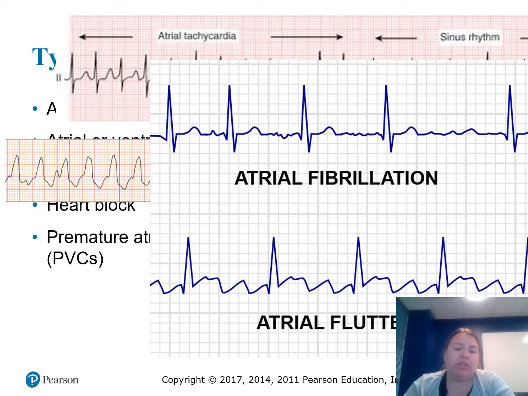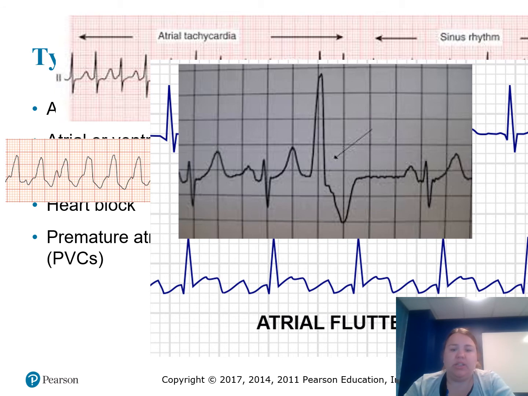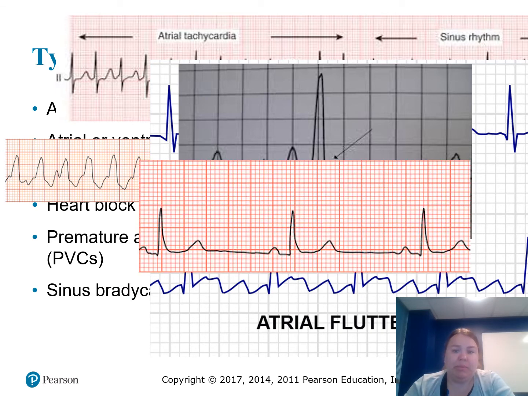Then we have the premature atrial and ventricular contractions, known as PVCs. You'll hear they have an extra beat. This is this right here. Then we have sinus brady. This is when their heart rate is less than 60 beats per minute, and you can see the QRS, the T, and the P are very spread apart. I just wanted to show you the different types of EKG strips, to have an understanding of what they mean if you see this, especially in your clinical setting.